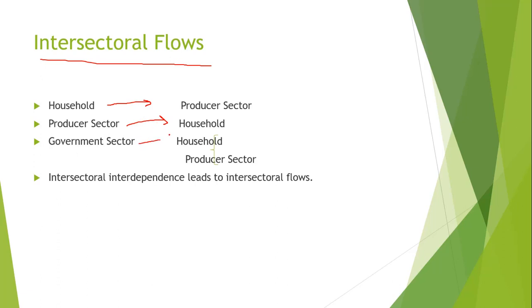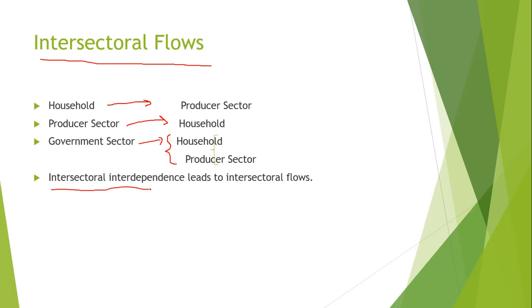And here the government sector takes taxes from both the household and the producer sector, and also the household sector and the producer sector gain different welfare benefits like hospitals, educational sectors like schools, banks, from the government. The government takes taxes from them. The household and the producer sector also receive some of the important things from them.